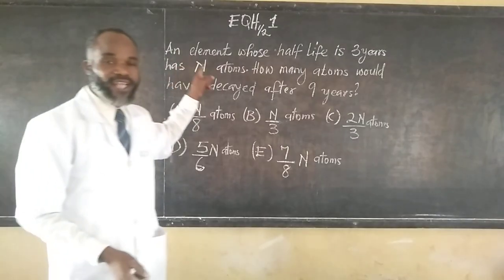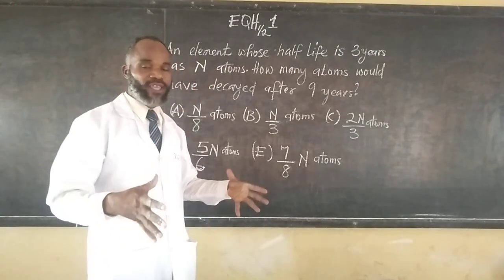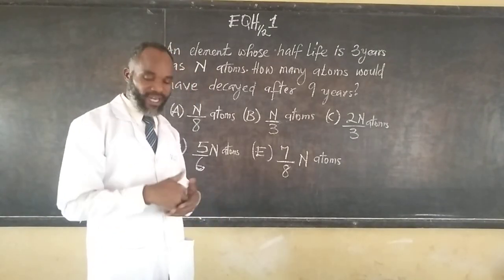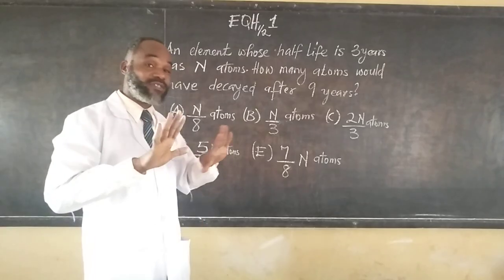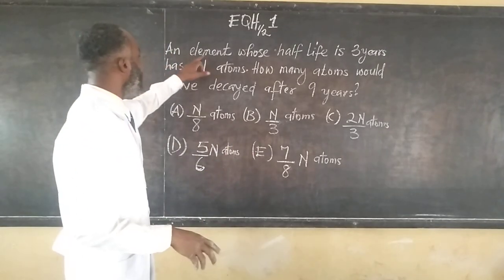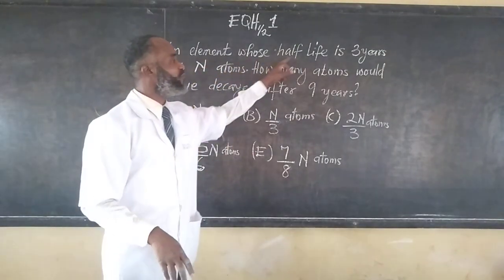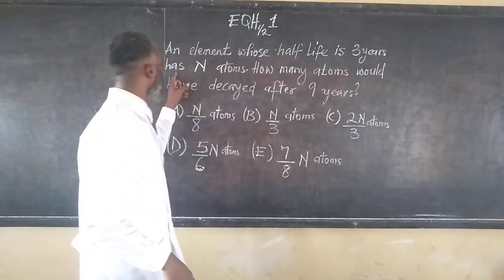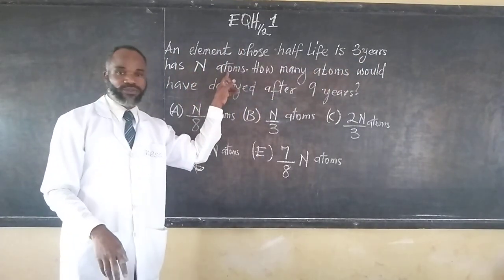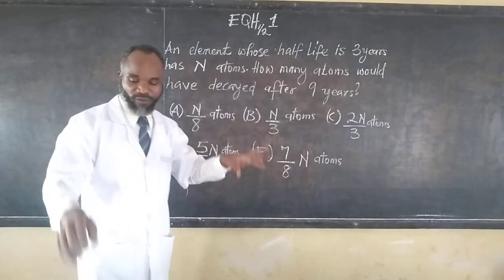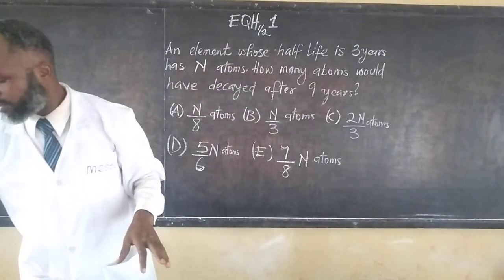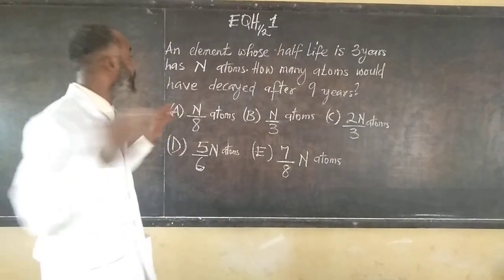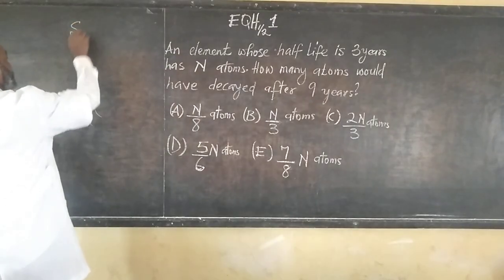This particular question has to do with the half-life of a radioactive element. The question is very simple. It says, an element whose half-life is 3 years has N atoms. The half-life of this element is simply 3 years.